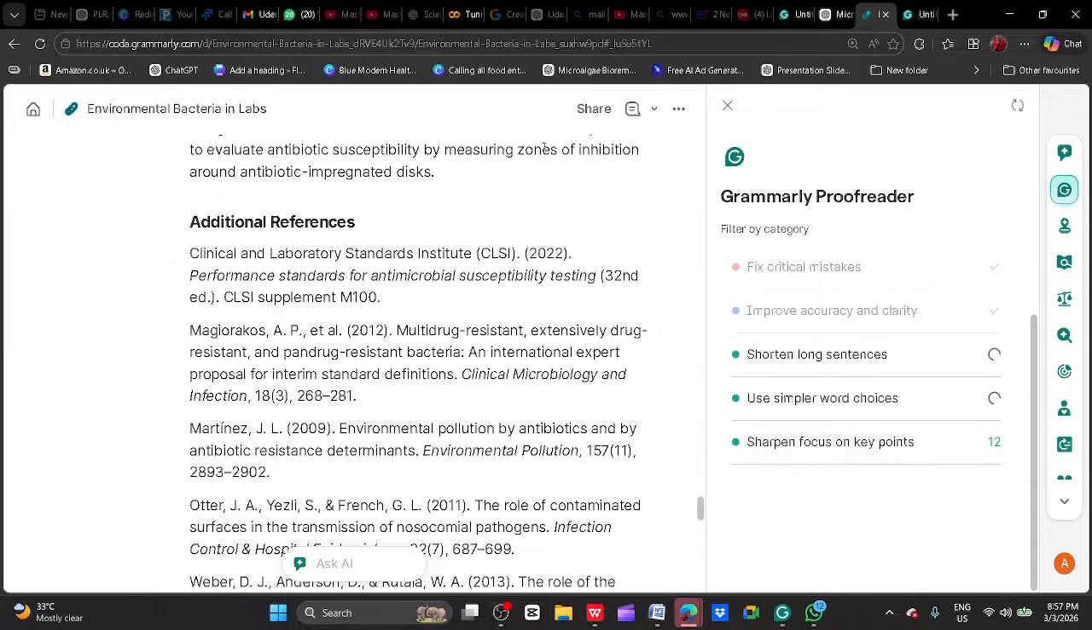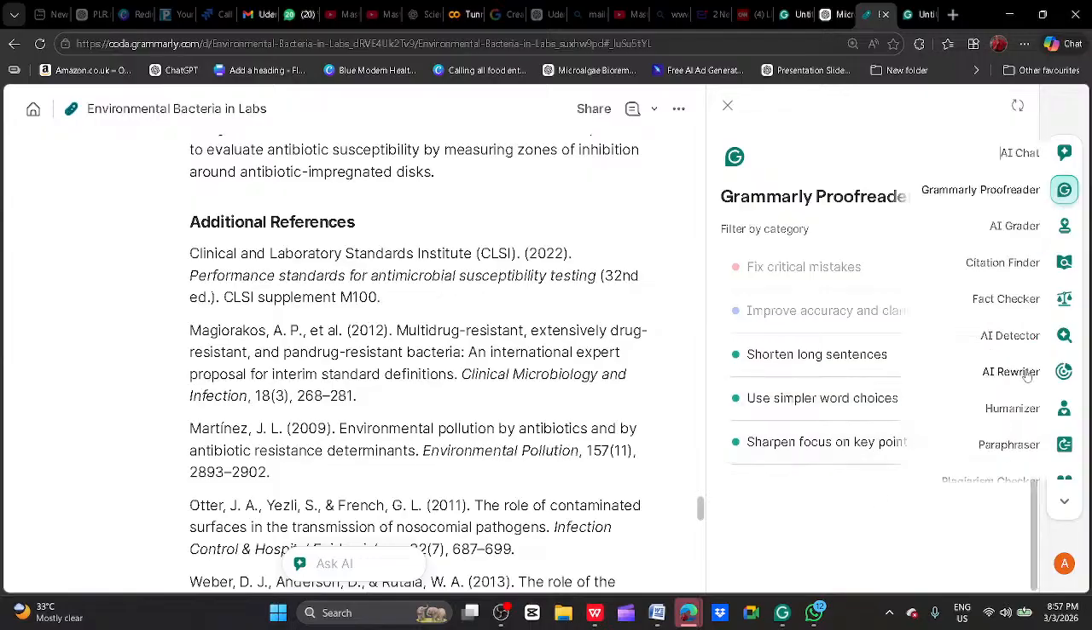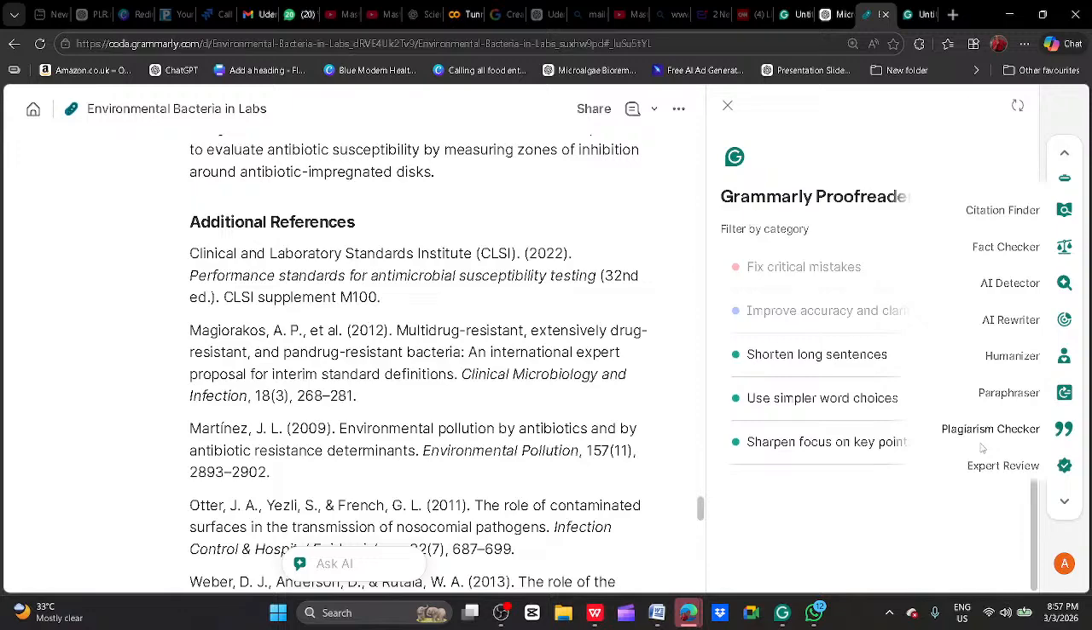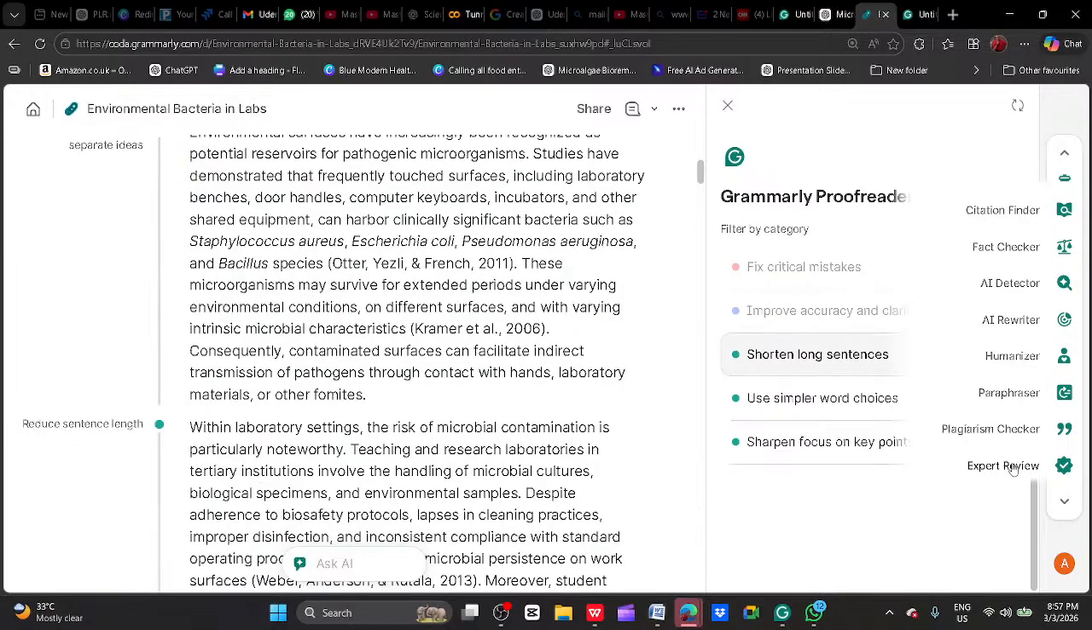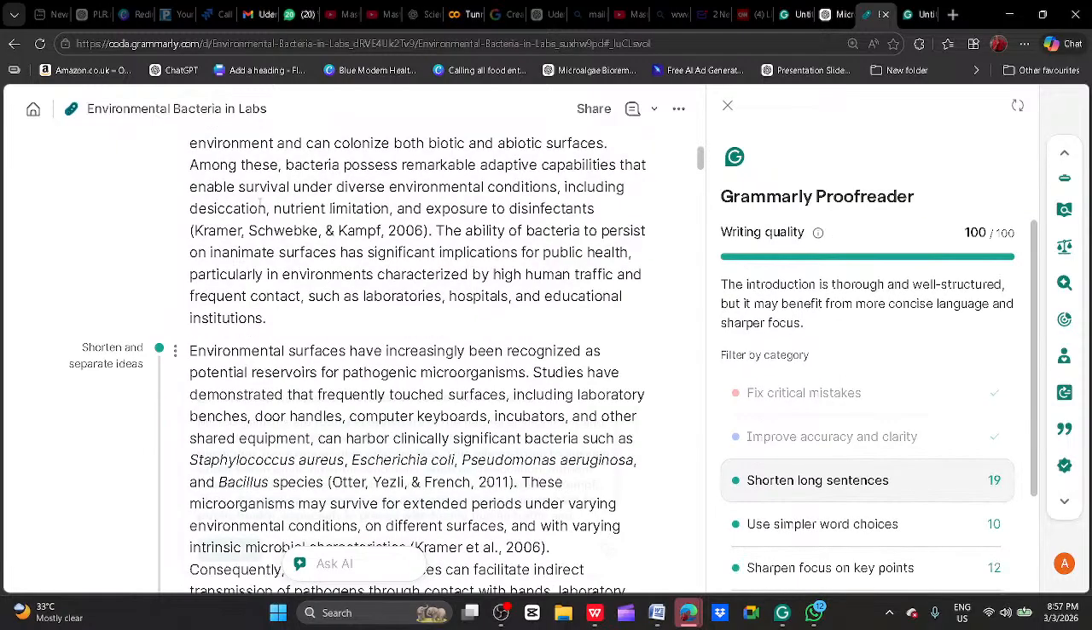Another one is, so that means it has detected 12 areas of focus to sharpen on key points. Use simpler words. Let's see how many it's going to have. So you have so many. You have AI writer, AI detector, citation finders, AI grader, paraphraser, humanizer, and so on. Plagiarism checker. Then what experts are saying, the way experts can write your thesis, the same topic that you have, the way they can do that. You can see shorten long sentences, simpler words. So now let us see.